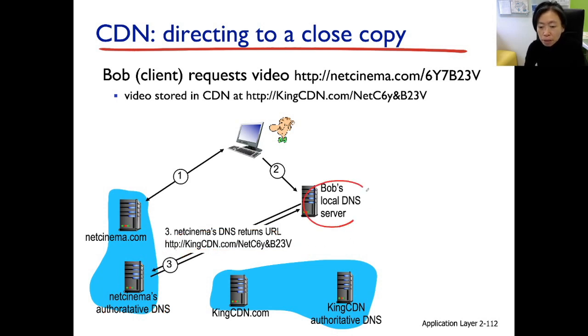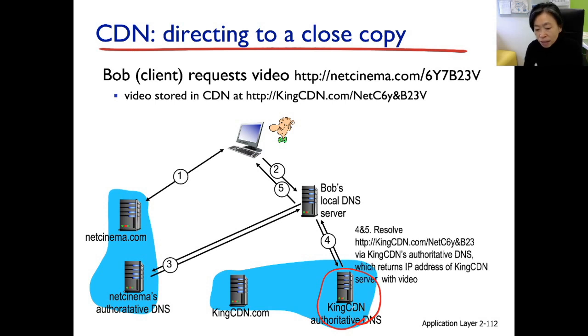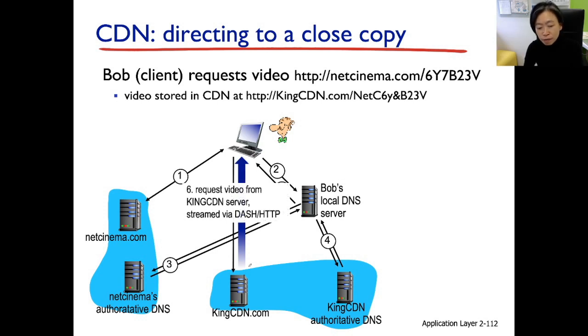At this point, Bob's local DNS then resolves for this name instead. And so check the cache, check with the TLD server, and eventually reach the King CDN's authoritative DNS server. That query goes, and finally King CDN's authoritative DNS server will return the IP address of kingcdn.com. So the IP address is acquired, and step 5 sends that IP address back to Bob's web browser. From there, Bob's browser can fetch the video from the actual location of the video. So this is redirecting the client to the copy through the DNS service.